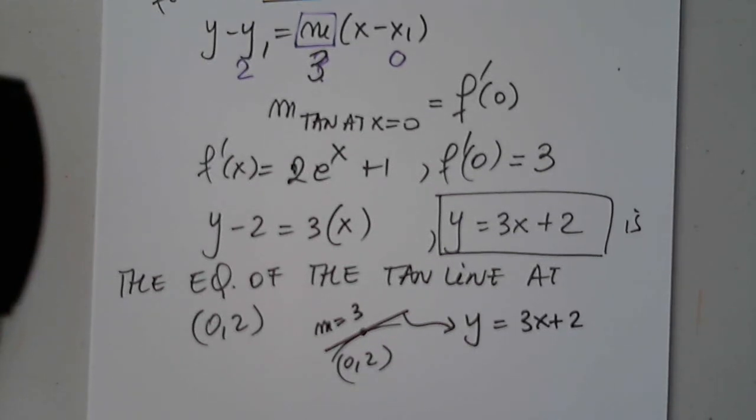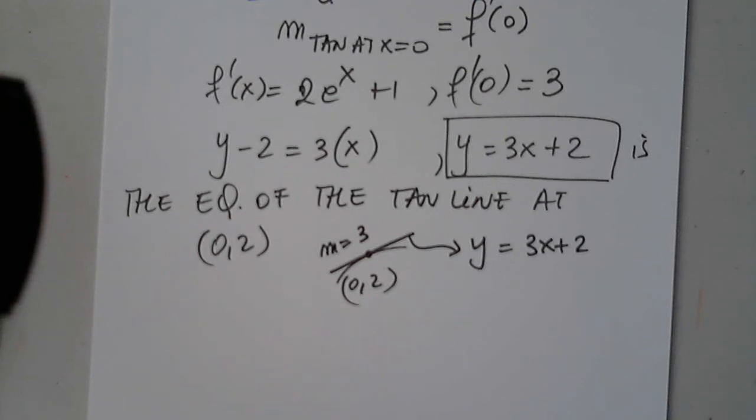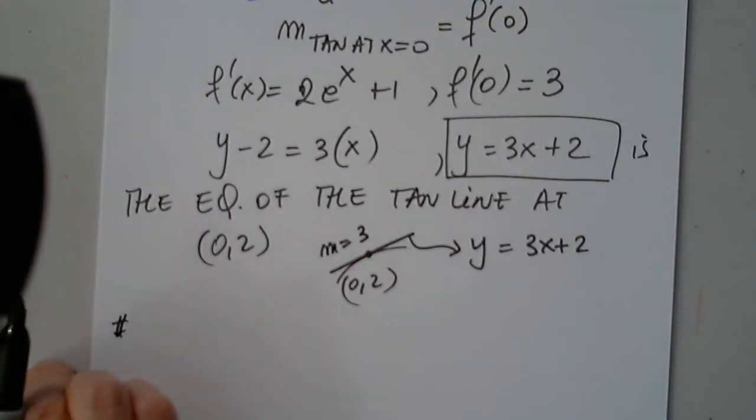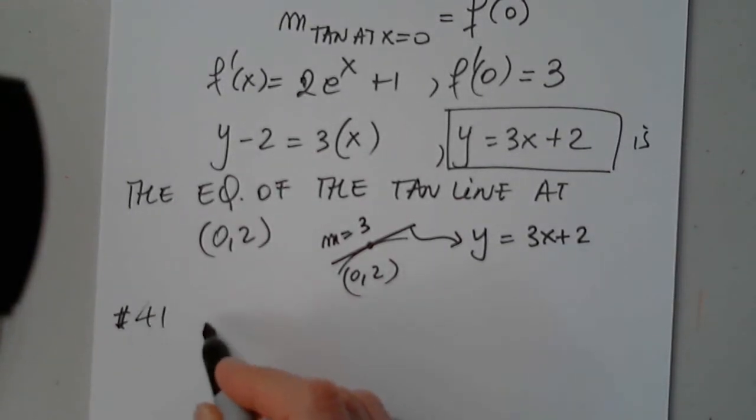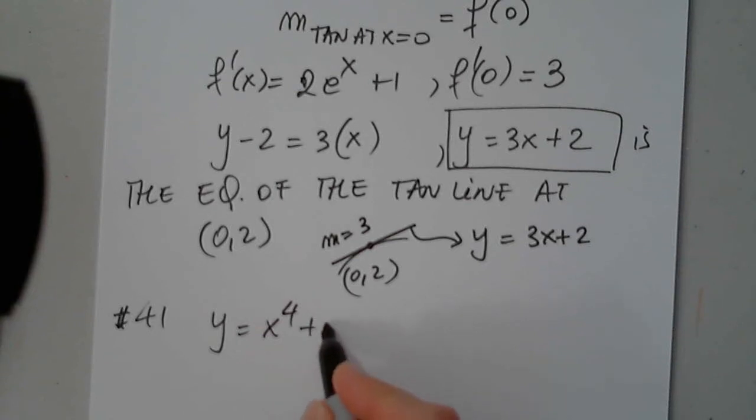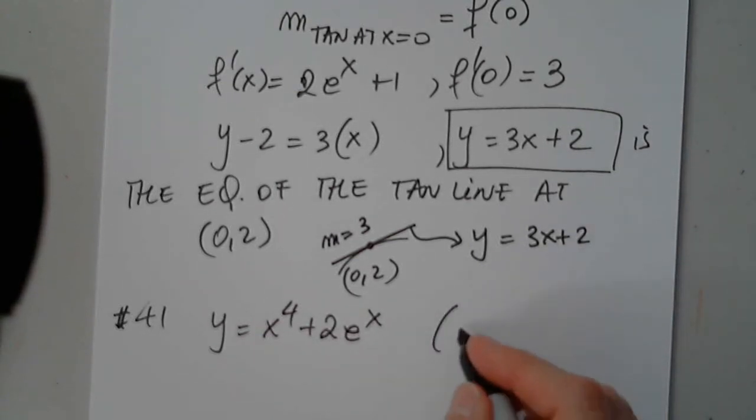Okay. Okay, so let's talk about the tangent line and the normal line. Okay, would you like to choose? Okay, 41. y equals x to the 4th plus 2 e to the x, and it's 0, 2.